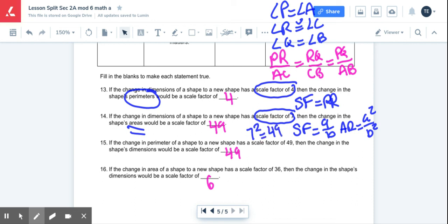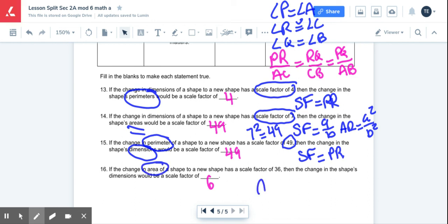Okay, if the change in the perimeter of the shape has a scale factor of 49, and that's the perimeter, then the change in the shape's dimensions, those are going to be exactly the same because, again, scale factor is equal to perimeter ratio.